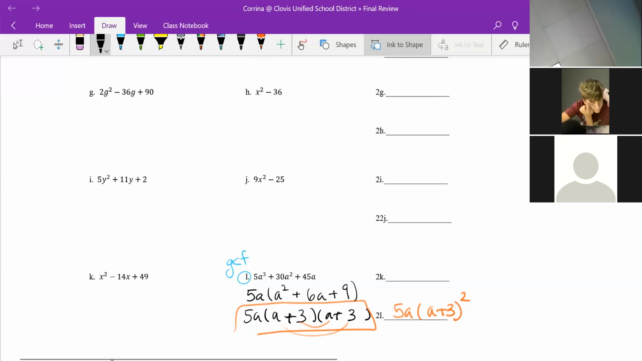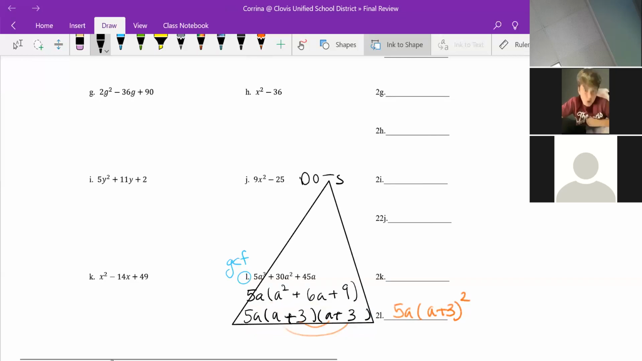How about letter J? Yeah, I was just about to ask that. Do you remember what that one's called? There's two terms, there's a minus sign, and they're both perfect squares. We had a special name for that. It was like sum of 2 squares or something? Something like that. It was difference of 2 squares. Not sum. Okay. I don't know how.